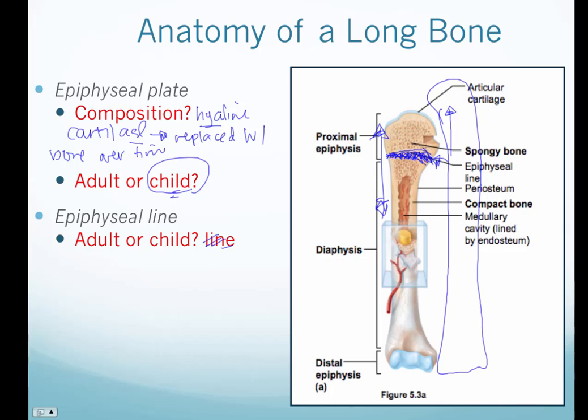Now over time what happens? Well, we start reducing our hormone production for puberty, our growth spurts, and over time this hyaline cartilage turns ossified, so it turns back into bone. And so that becomes an epiphyseal line. So epiphyseal lines are found in adults. So you as an adult have an epiphyseal line. And this is just a remnant of an epiphyseal plate. So it's ossified.